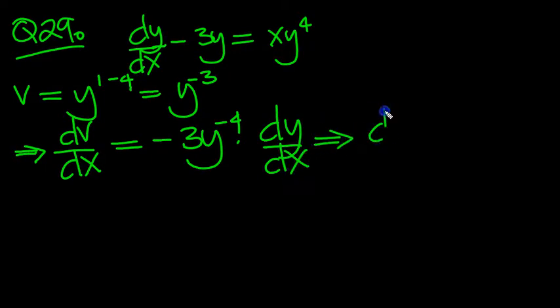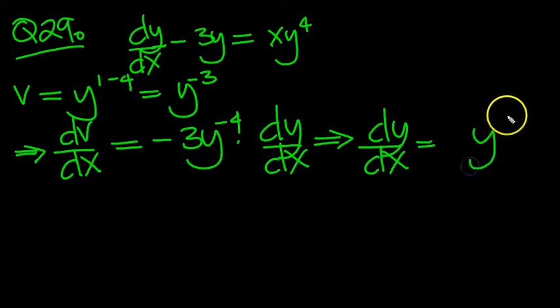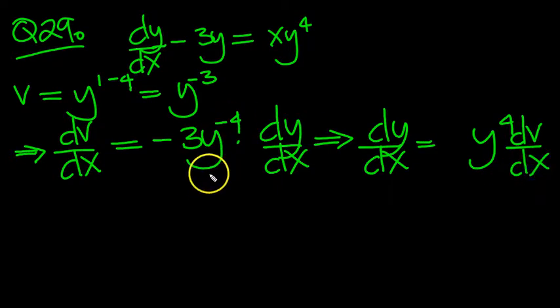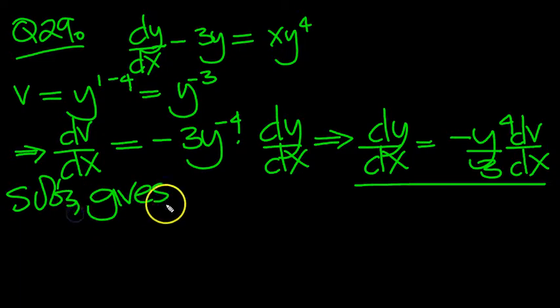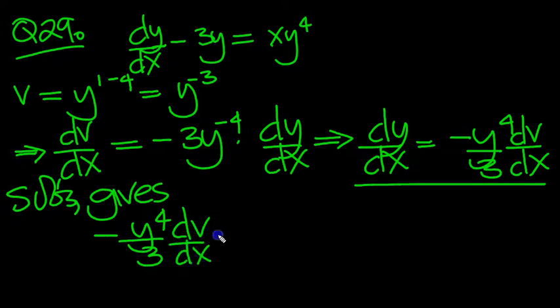And now we can move things around, so dy/dx will equal, the y to the 4 can come up to be with the dv/dx, so to speak, because it's y to the 4 underneath, isn't it? This 3 can come down to be there, and we've got a minus, haven't we? So there's dy/dx, and there's v. So substitution now gives, so dy/dx, which is this, minus 3y is equal to x y to the 4.